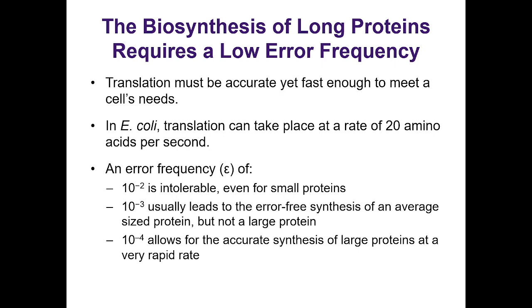10 to the negative 3, this usually leads to an error-free synthesis of an average size protein. But when you get to a large protein, you're almost assured to get an error in it. And so 10 to the negative 4, this would be allowing for accurate synthesis of large proteins, but you'd still be very rapid. However, keep in mind that 10 to the negative 4 error rate, this still means you're probably seeing an error every few large proteins, right?